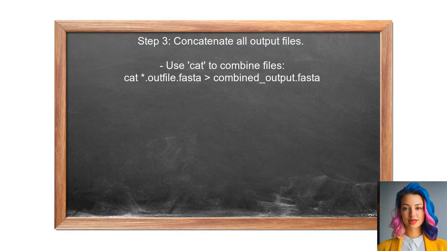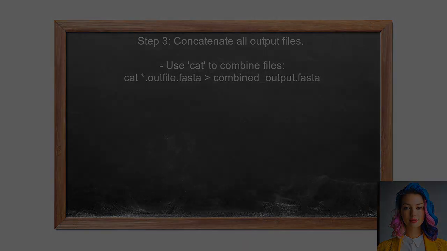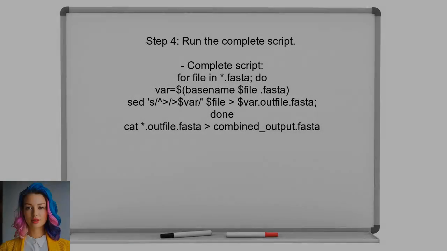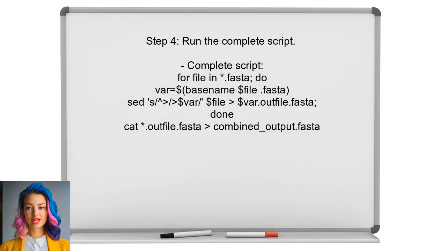After that, the user needs to concatenate all the output files into a single file. This can be done using the cat command. Finally, the user should run the complete script in the terminal to process all the FASTA files in the directory. This will replace the headers and concatenate the results.